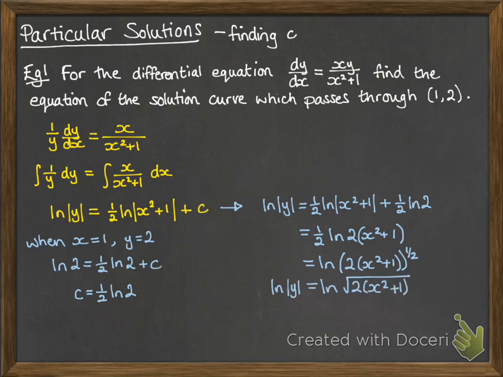So that to the power of a half is the same as saying a square root. So remember, this was log y is equal to this. So then if we remove the logs from both sides, we get y is equal to the square root of 2 brackets x squared plus 1. And just note at this point it's not plus or minus the square root, because we can check whether it should be a plus or minus by the point that we were given. So if you put in 1 and 2 into this equation here, you know that it only works if you take the positive square root.